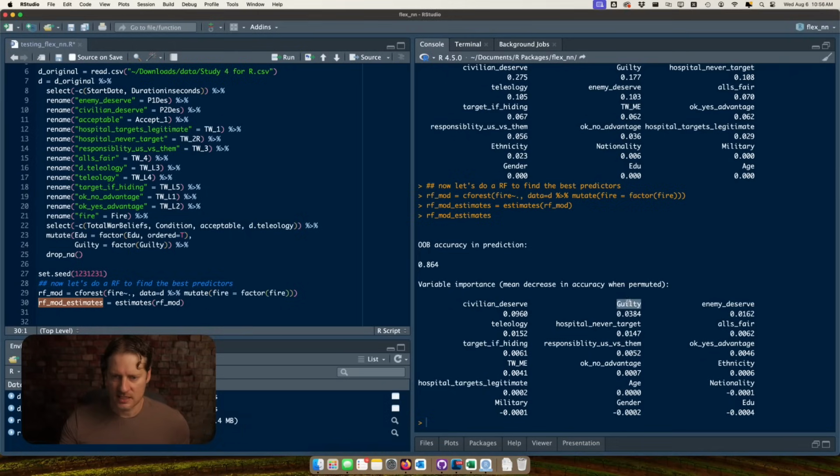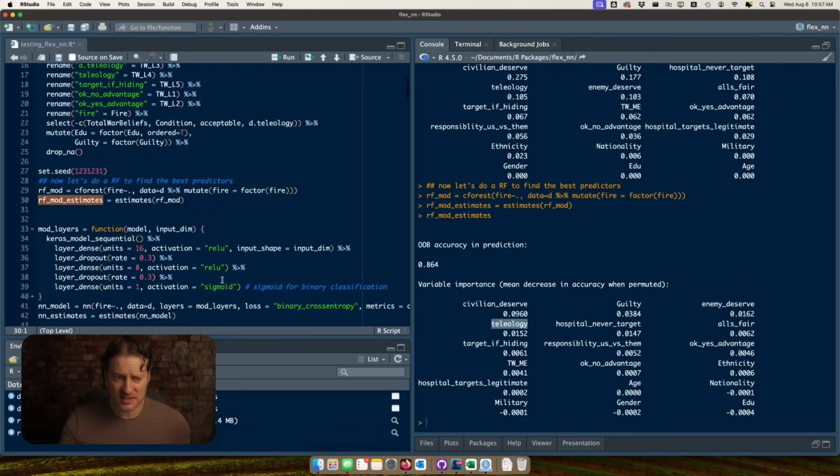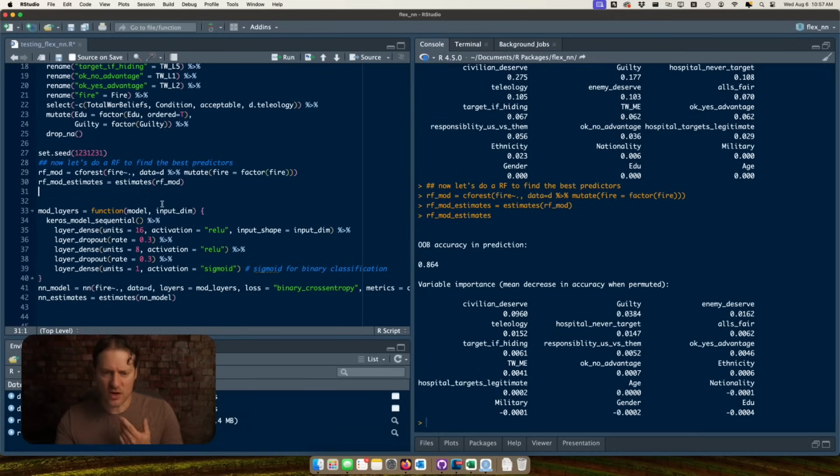Make sense? Guilty, I think, again, that's referring to the innocent person, whether they are guilty of some offense or not. Anyway, enemy deserve to die, and teleology. Teleology is the greatest good for the greatest number of people. That's one of the questions. And we got a bunch of other predictors. So those are the top predictors, and that is the accuracy.